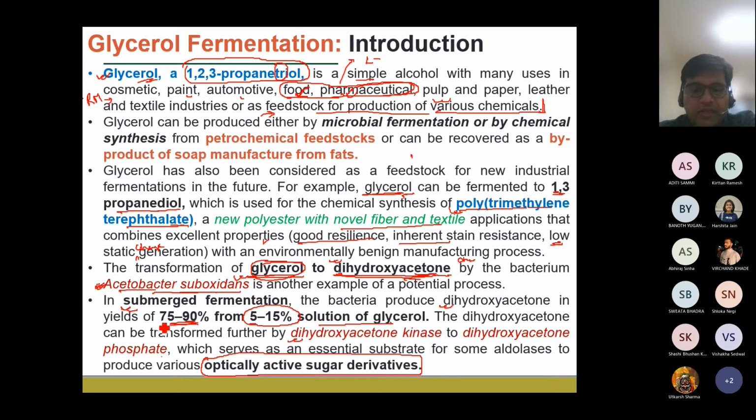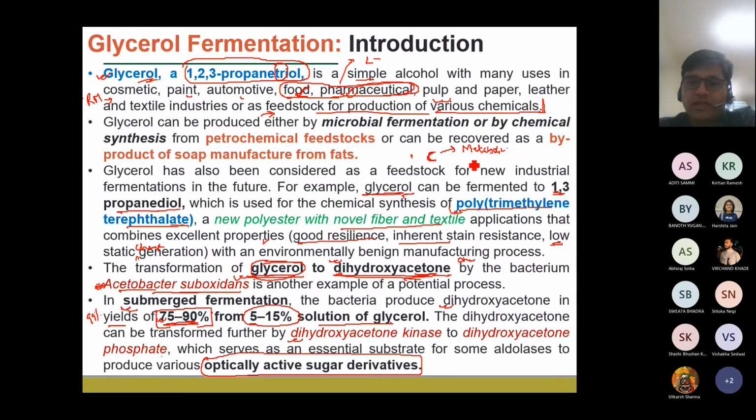And generally it is obtained at a very high yield. A yield of 75 to 90% for any biological process is considered to be very high. It is obvious that in a chemical synthesis process we may get yields as high as 99%, but for any biological process, a yield of 75 to 90% is considered high enough, because whenever you are providing glucose as a carbon source, some of that carbon source is utilized by the microorganisms for their metabolic activity.